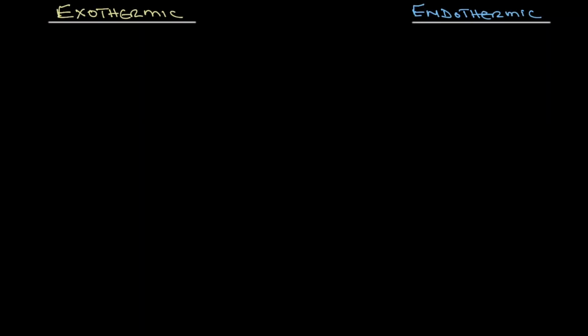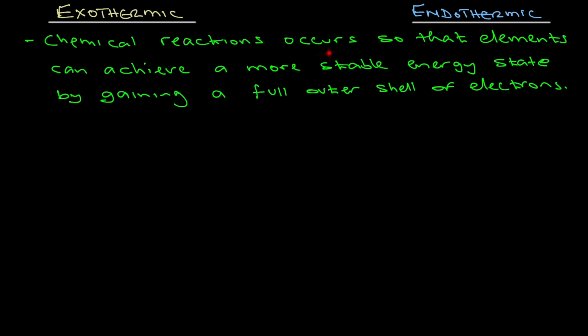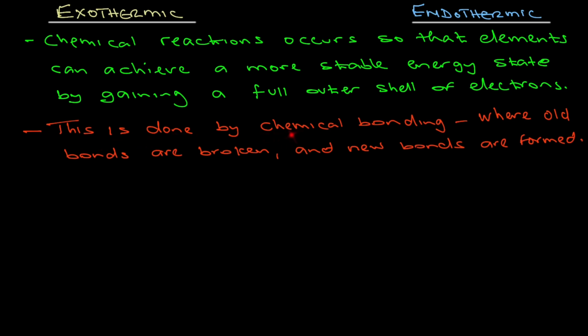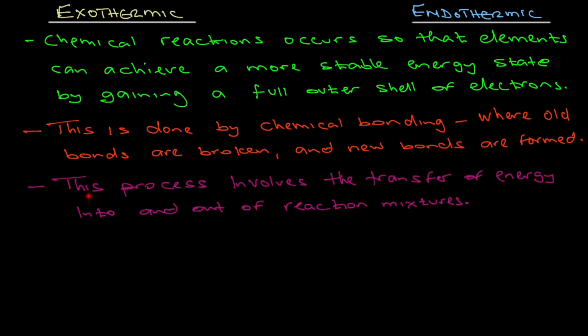We're going to look at exothermic and endothermic reactions. A chemical reaction occurs so that elements can achieve a more stable energy state by gaining a full outer shell of electrons. This is done by chemical bonding, where old bonds are broken and new bonds are formed. This process involves the transfer of energy into and out of the reaction mixture.